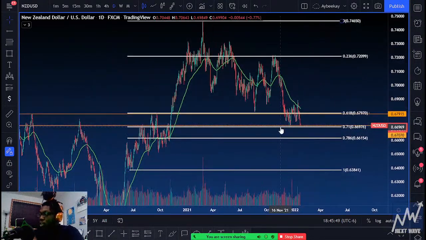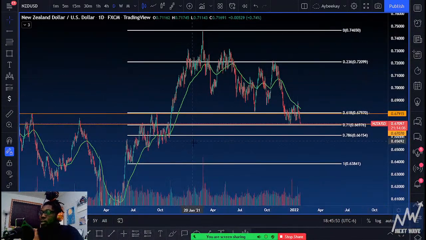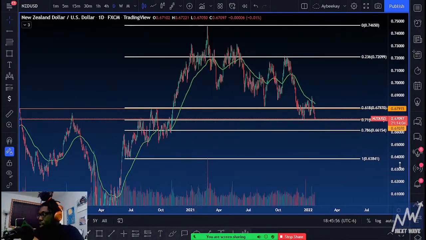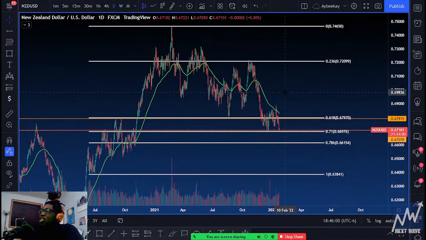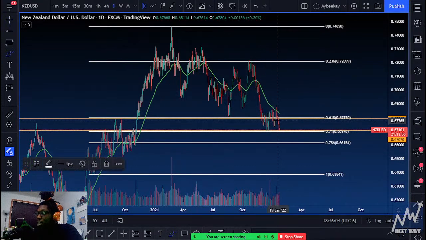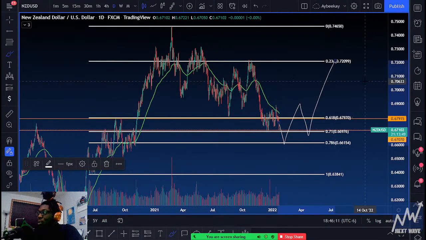But overall, this is a zone where potential buys are striking my interest. But at this point in time, since price is making this double bottom, I kind of want to see price come down to 0.66154 before making a breakout, retest, continuation type of move.